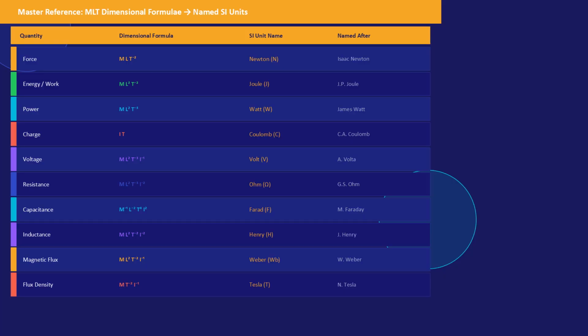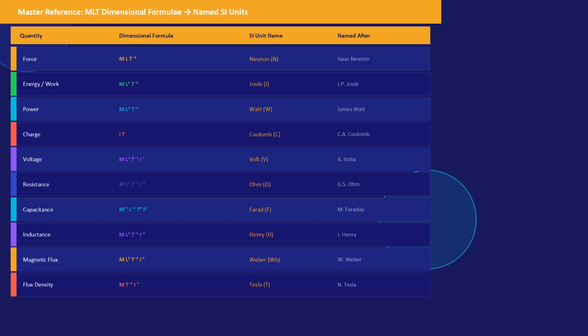The volt, named after Alessandro Volta. Resistance, ML squared T to the minus 3 I to the minus 2. The ohm, named after Georg Simon Ohm. Capacitance, M to the minus 1 L to the minus 2 T to the 4 I squared. The Farad, named after Michael Faraday.